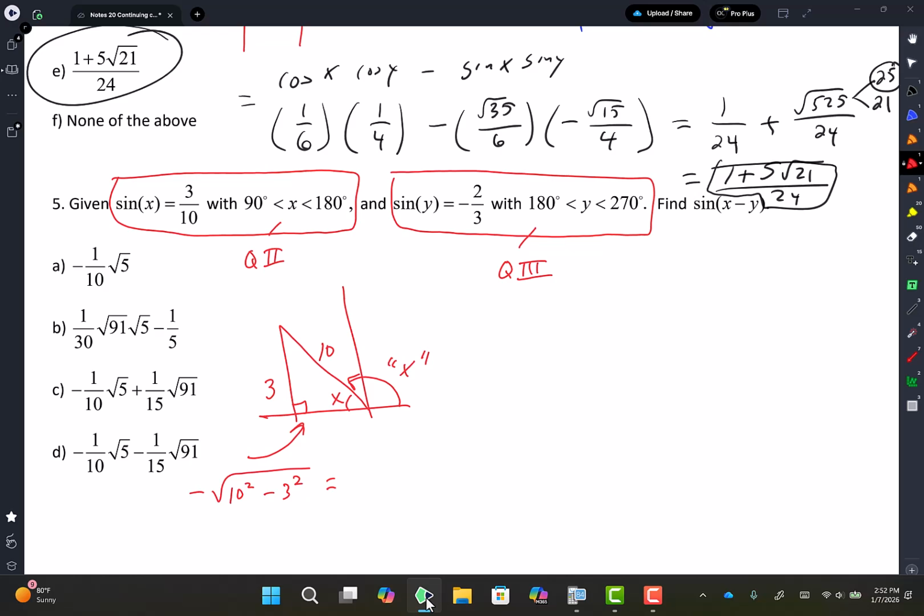10 squared is 100. 3 squared is 9. And 100 minus 9 is 91. And put a negative on the outside.